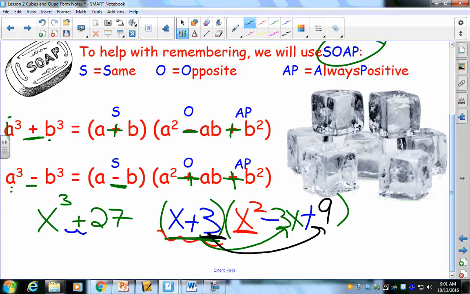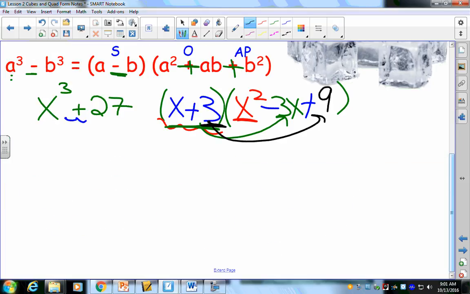Now, when you do this, you notice that one of our polynomials is a trinomial. You'll never be able to factor it down further. It won't happen. You can try, but it won't happen. Okay? So that is as far as I can go. That is my answer. That is factored.